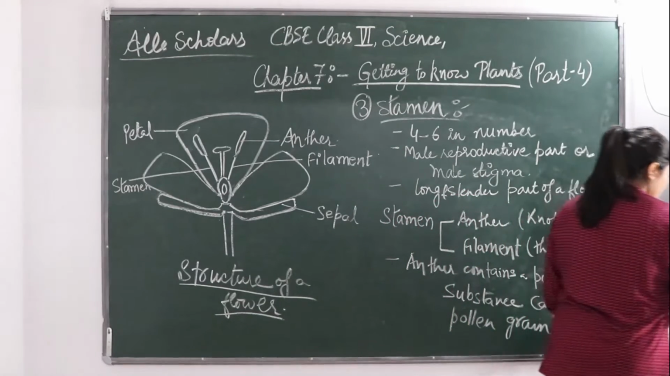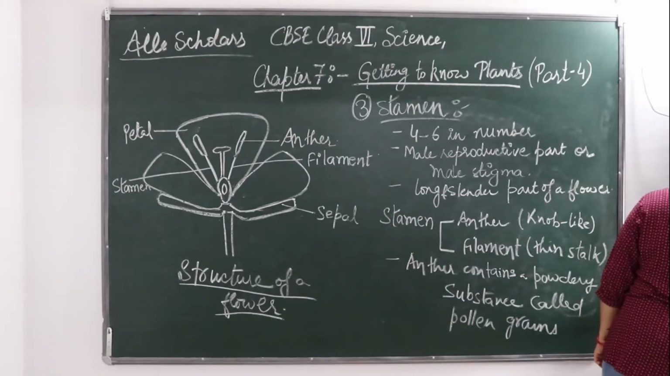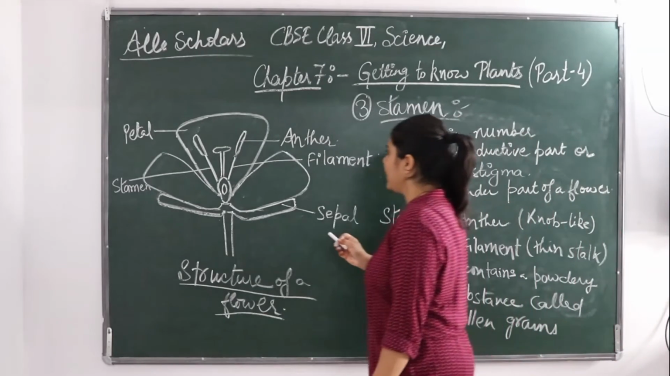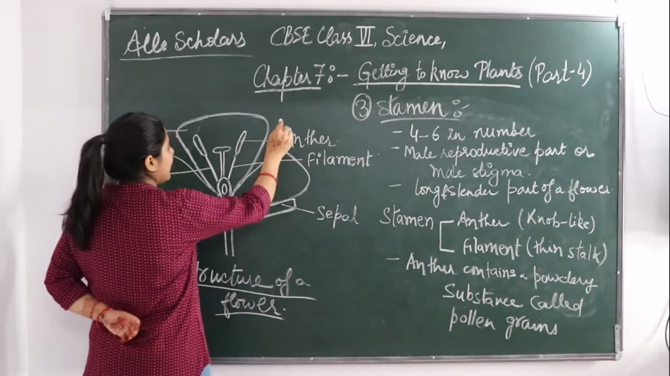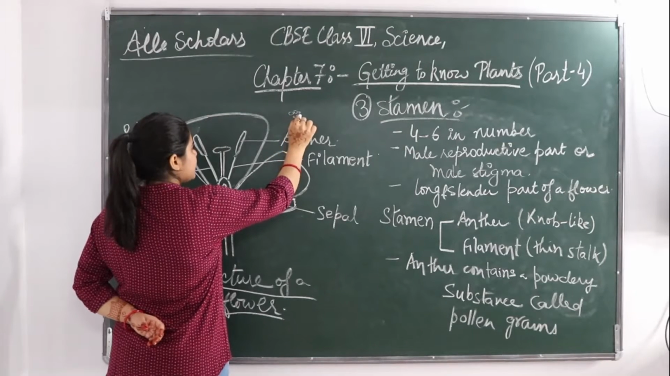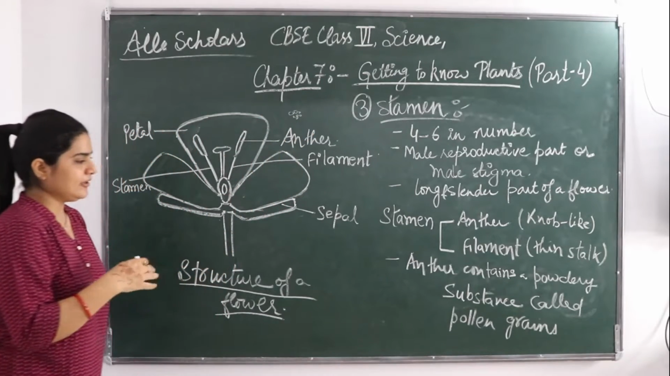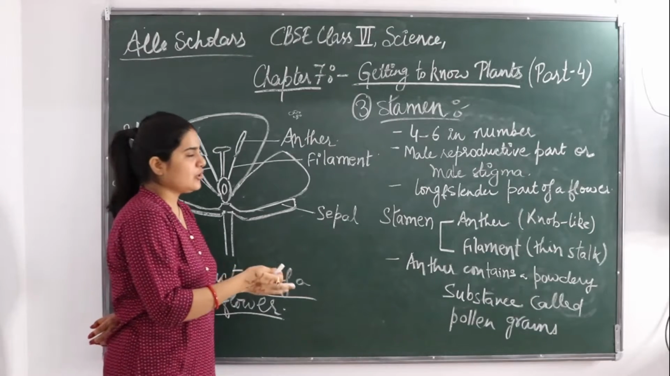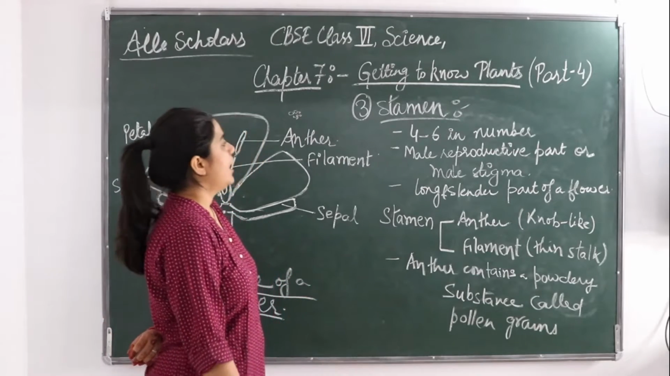Okay, when you study pollination, you will get to know that the anther has this powdery substance called pollen grain. It helps in pollination, or you can say it helps in reproduction.